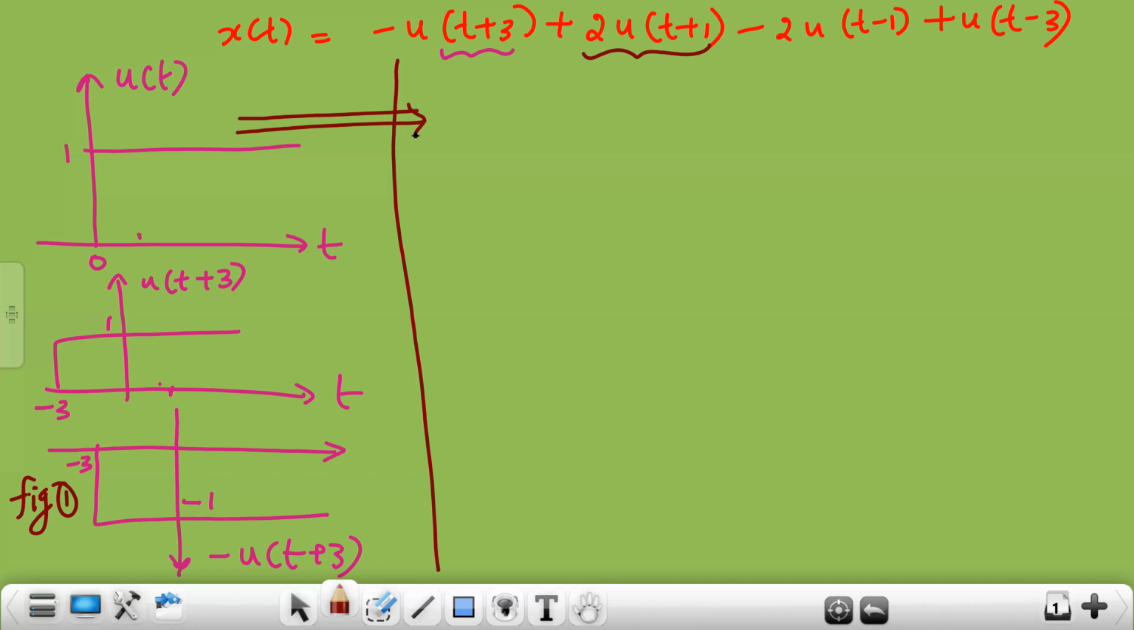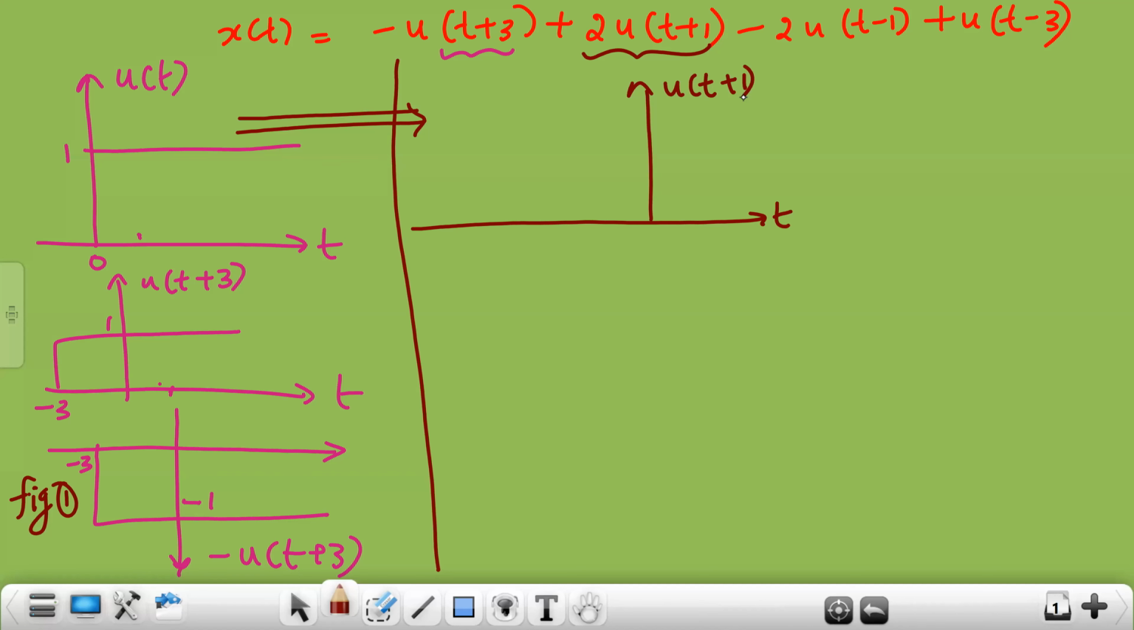So how you are going to plot u of t plus 1? Explain please. How we are plotting u of t plus 1? Kindly explain, one of you. So we need to shift it to the left hand side by 1 unit. Yes, you need to shift towards left hand side by 1 unit.